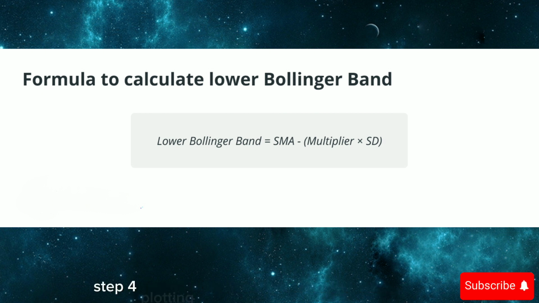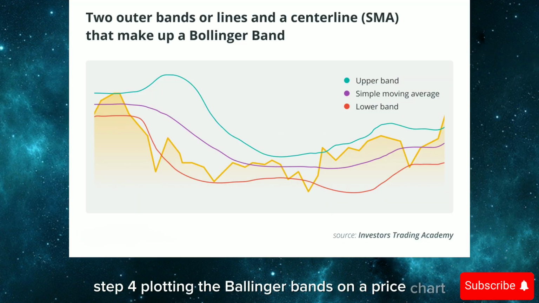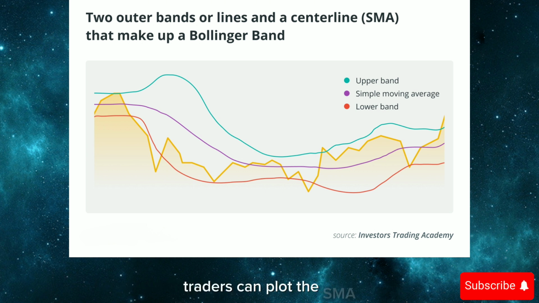Step 4. Plotting the Bollinger Bands on a price chart. Traders can plot the SMA, standard deviation, upper Bollinger Band and lower Bollinger Band on a price chart after calculating them. The center line of the Bollinger Bands and the SMA is represented by the middle line.